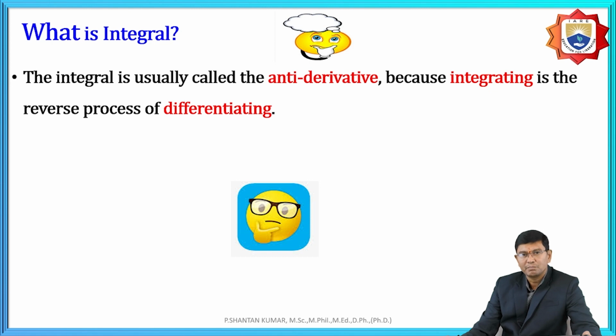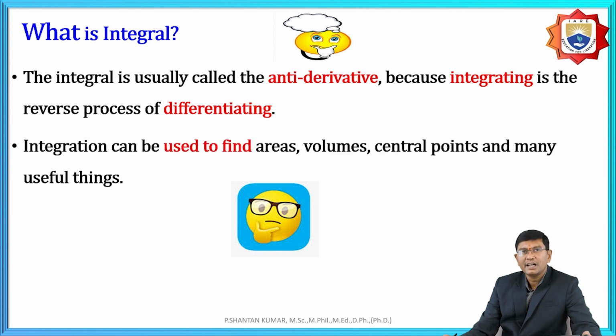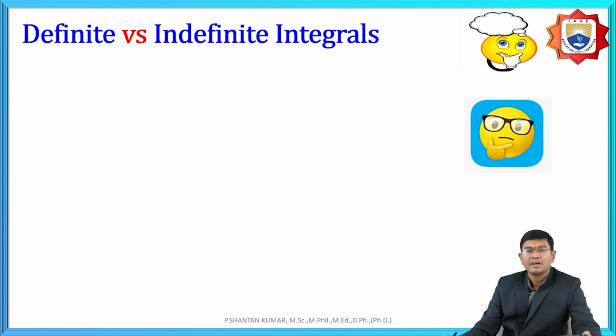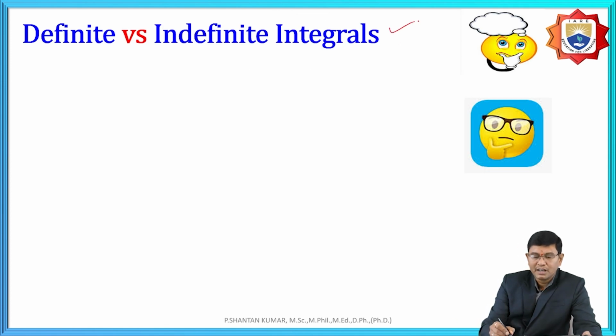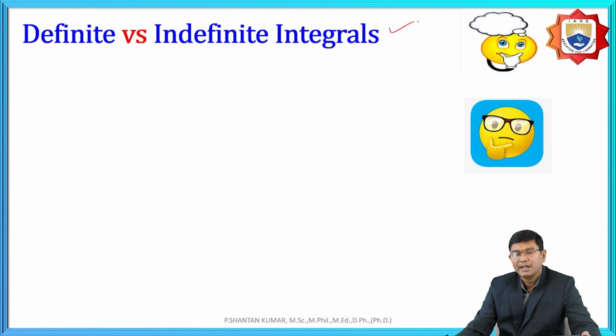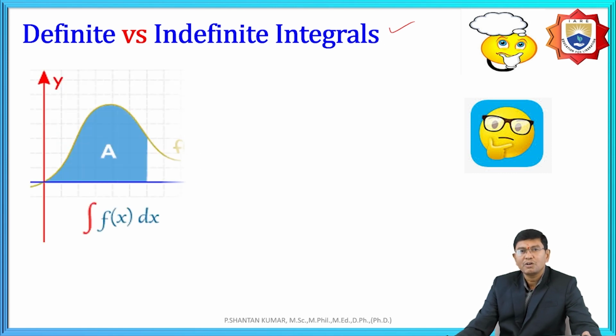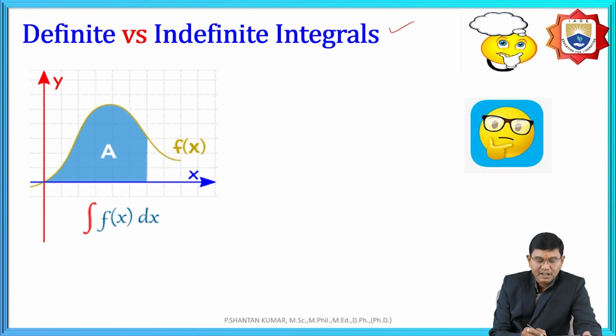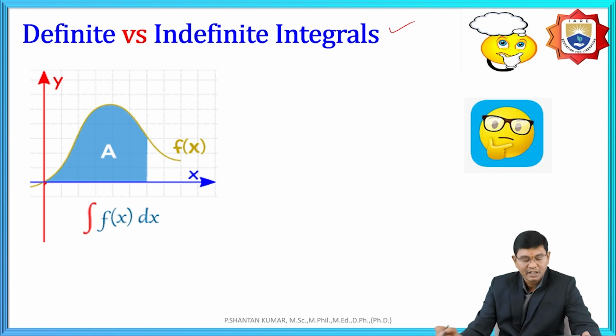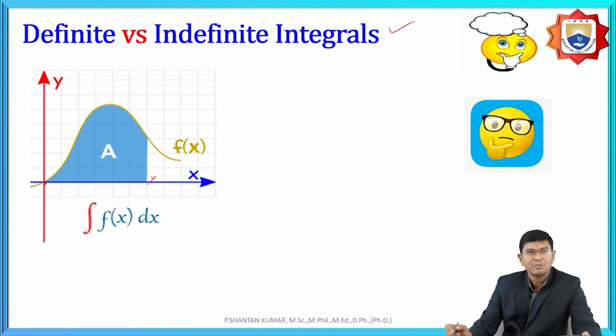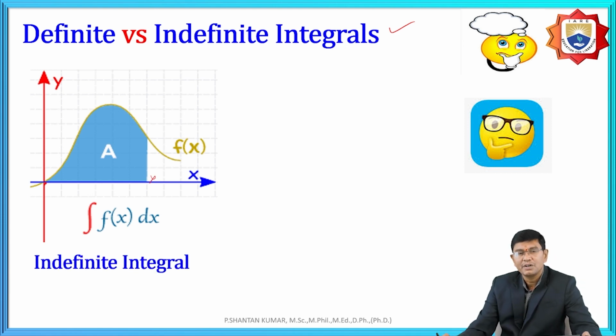This is simply called the integral. Integration can be used to find areas, volumes, central points and many other useful things. Here we need to understand the meaning of the definite and indefinite integrals. When we observe this diagram, the graph of this one, the definite integral is where one of the limits exists and the other limit does not exist. That means, observing here, it is clearly an indefinite integral.